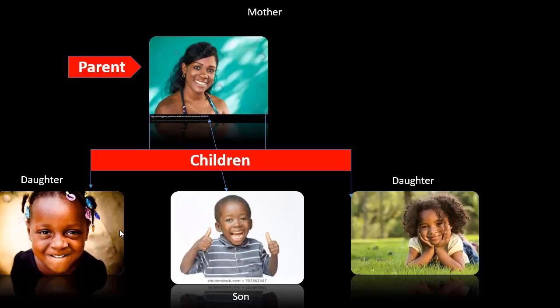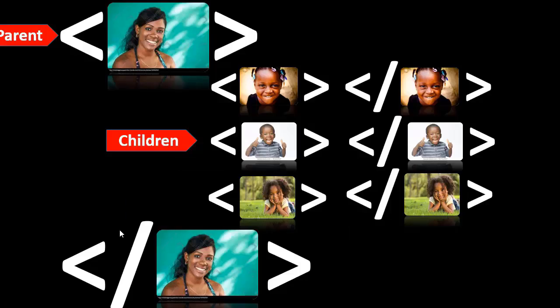This image shows how it can be represented in HTML. This is its opening tag, this is its closing tag. Its descendants are between its opening and closing tags here. So that is what HTML structure looks like.